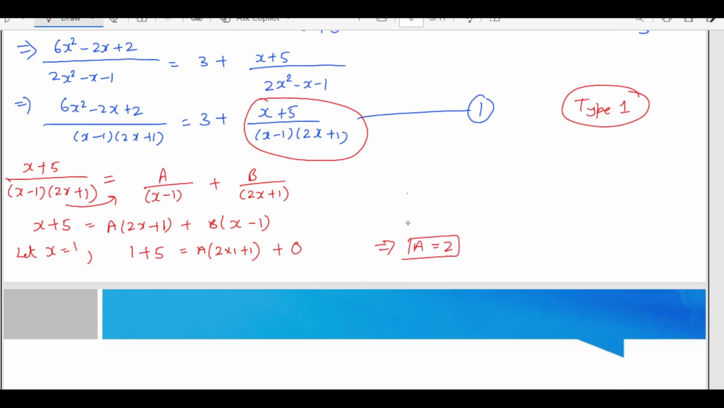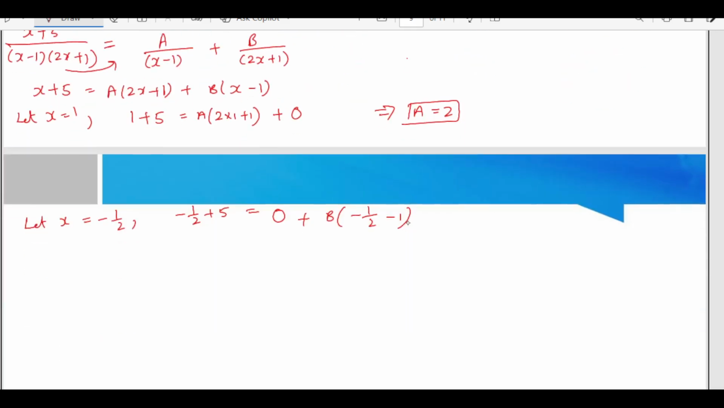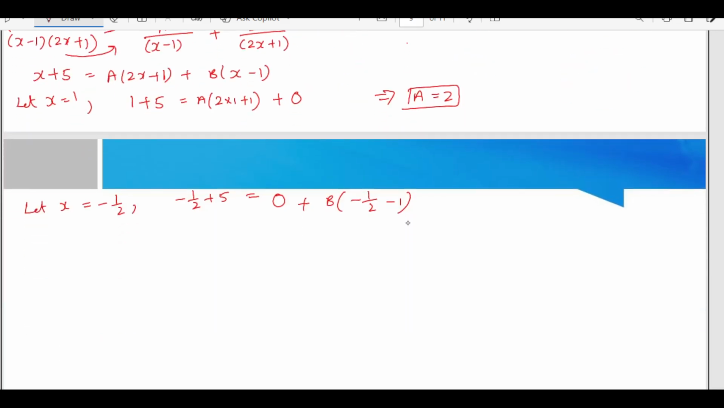Now we can choose another value of x. Let's say x is negative half. If we take negative half, the left hand side, negative half plus 5, will equal the first term, which is going to become 0 since the coefficient of A becomes 0, plus B into negative half minus 1. This will give us the value for B. So 9 over 2 equals B into negative 3 over 2. This leads to B equals negative 3.